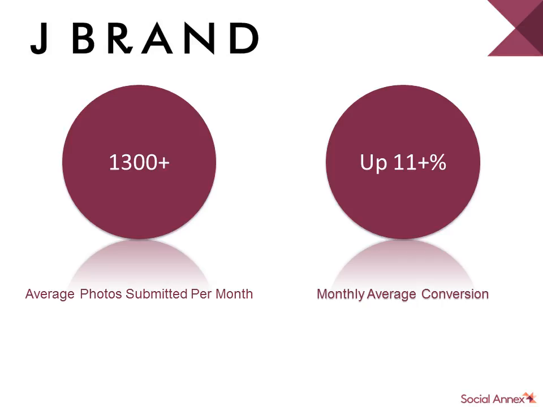Now, with JBrand, we're not only seeing over 1,000 images, 1,300 images a month come in through these specific hashtags, but we're also seeing that people who engage in these images and click through to the products associated with these images are converting 11% better than the average conversion rate itself. So JBrand is seeing some great results when it comes to increasing conversion based on this user-generated content, these user-generated images that they're now highlighting on the site.